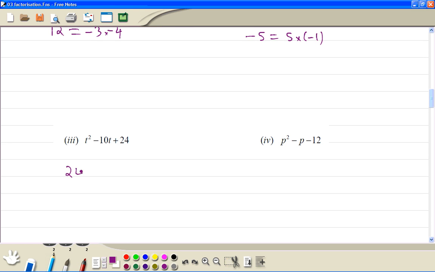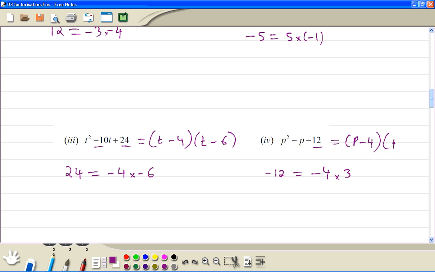Factors of 24 that add up to minus 10 are minus 4 times minus 6. So t minus 4 times t minus 6. Factors of 12 that add up to minus 1 are minus 4 times plus 3. So here p minus 4 times p plus 3.